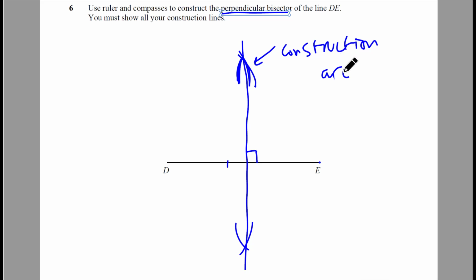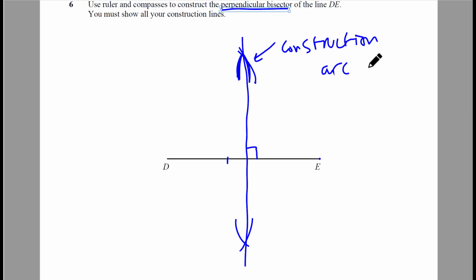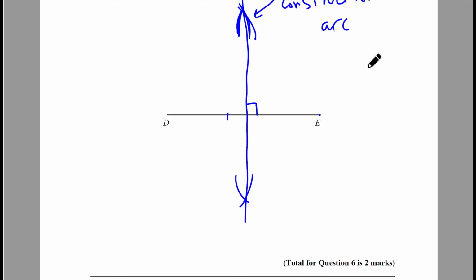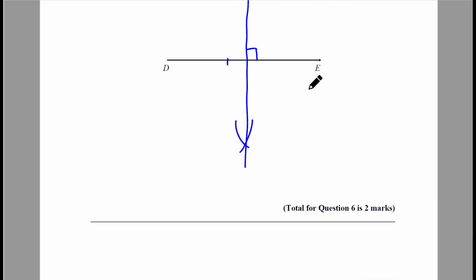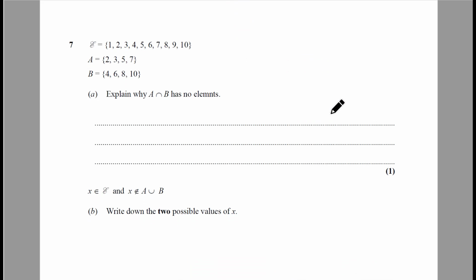And that's how you do that. But wait there, I'm going to put in a video of how to do that. If you use Maths Watch, or you could Google perpendicular bisector, you'll see a YouTube video of how to do that. That should be an easy 2 marks. That's the easiest construction question you can actually get.